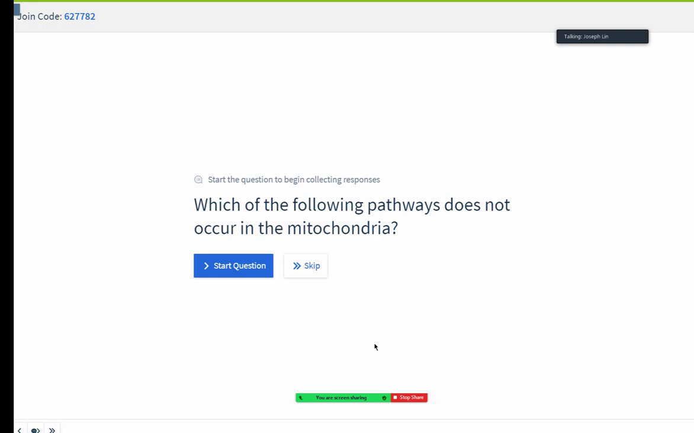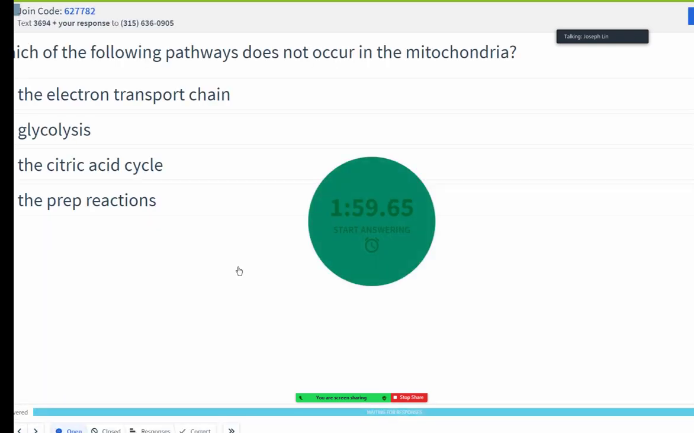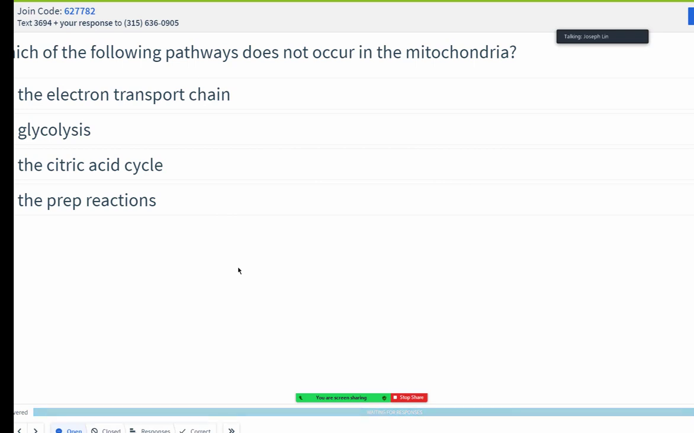Which of the following pathways does not occur in the mitochondria? So we talked about glycolysis, the prep reaction, the intermediate phase, the citric acid cycle, and electron transport chain. So which one of the four is not in the mitochondria?